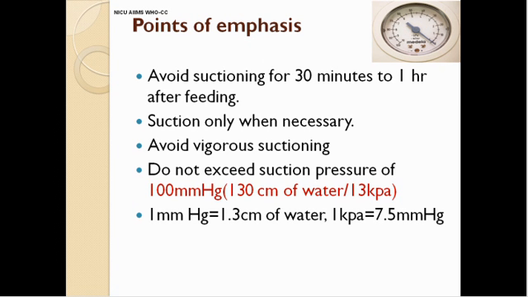Do not exceed a suction pressure of 100 mm of mercury. This is approximately equal to 130 cm of water or about 13 kilopascals. Some machines have their measurements given either in centimeter of water or in kilopascals. One should remember that 1 mm of mercury is about 1.3 centimeter of water and 1 kilopascal is about 7.5 mm of mercury.